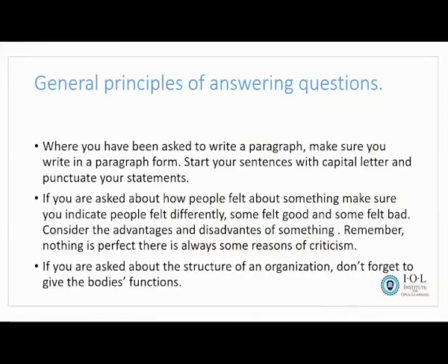So let's move on to the general principles of answering this paper. If you are asked to write a paragraph, make sure that you write it in paragraph form. So what is a paragraph? A paragraph starts with a capital letter. In between we have commas. You know, the sentence does not end with a comma. It always ends with a full stop.